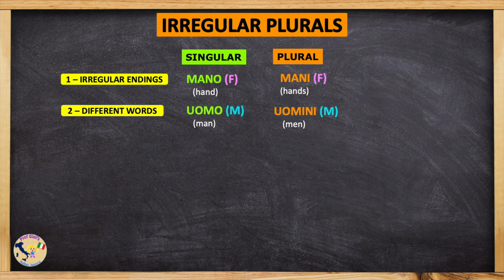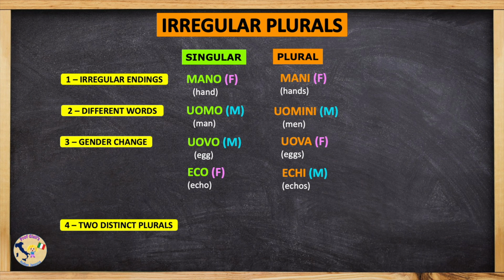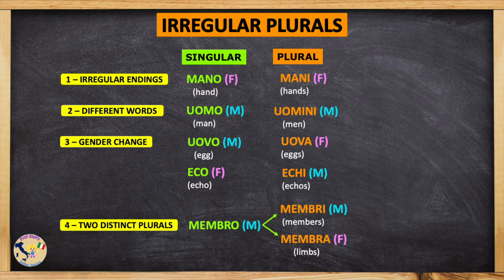We have nouns that, when changing from singular to plural, also change their grammatical gender. For example, the singular masculine noun uovo becomes feminine uova in the plural. Similarly, the singular feminine noun eco becomes masculine echi in the plural. And then we have nouns that can have two different plurals with different grammatical gender and meaning, as is the case with the word membro, which has a masculine plural, membri, meaning members, but also a feminine plural, membra, meaning limbs.